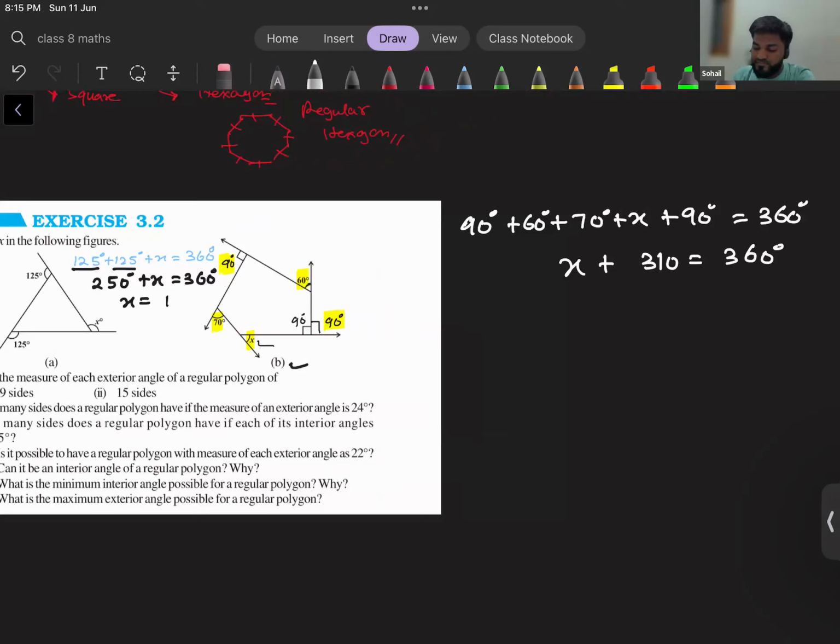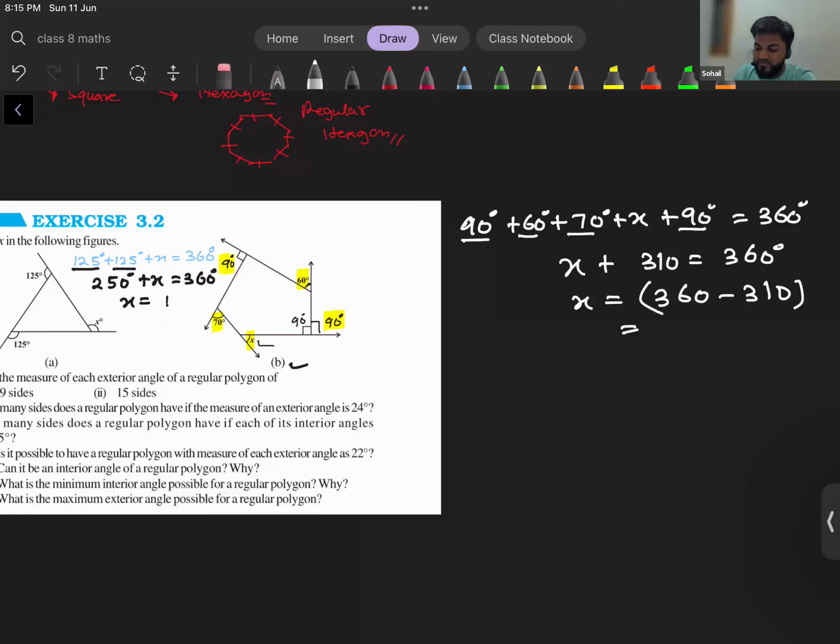See here, you add 90, 60, 70 and 90. Did you get this? Where did these angles come from? If you pay attention to the figure, they're already given here. Yes, sir. So x here is going to be how much? Find this: 360 minus 310.